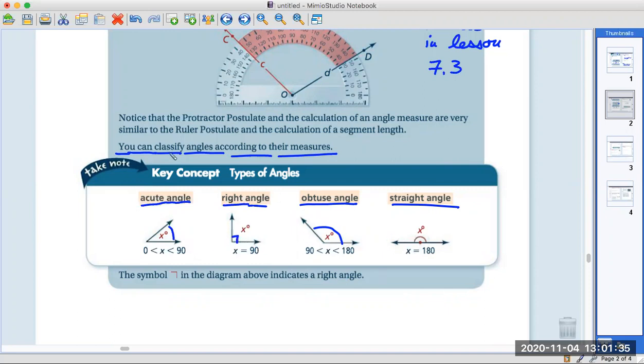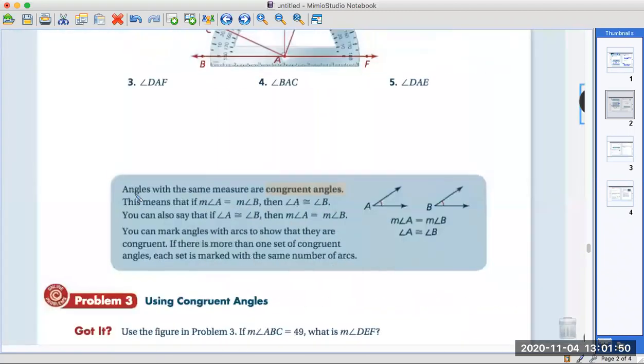And one of the homework questions will ask to classify the angle, and you'll be like, what does that mean? Well, it comes back to this part. So I'm going to make it so you can find that information really easily. Okay, next.